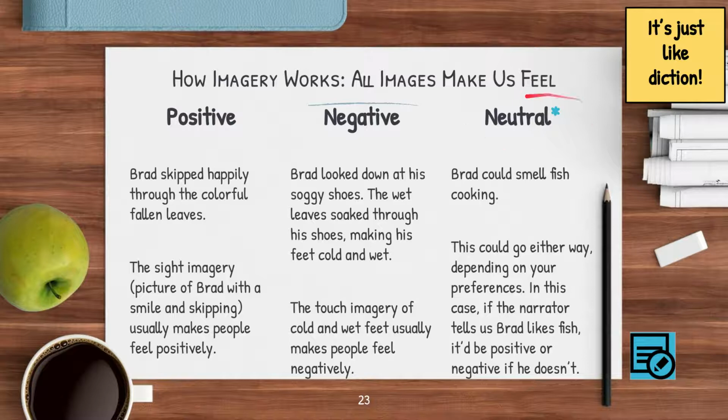Again, neutral things usually kind of just look like this, right? Not a whole lot of elaboration. And with the narrator, we have to look in the text more closely to figure out if that's supposed to make us feel positive or negative.